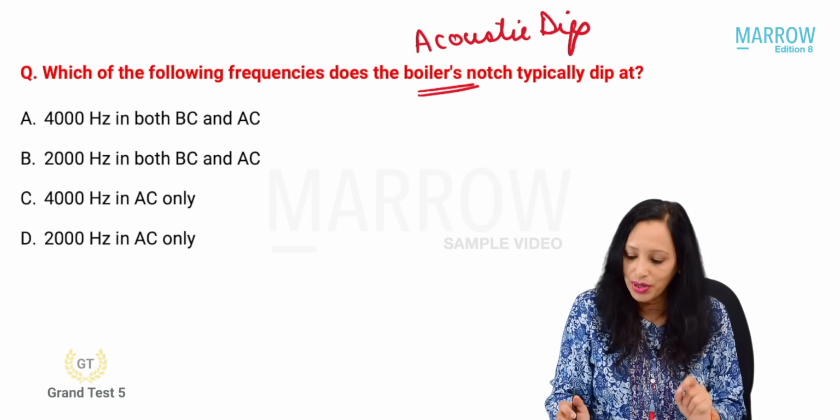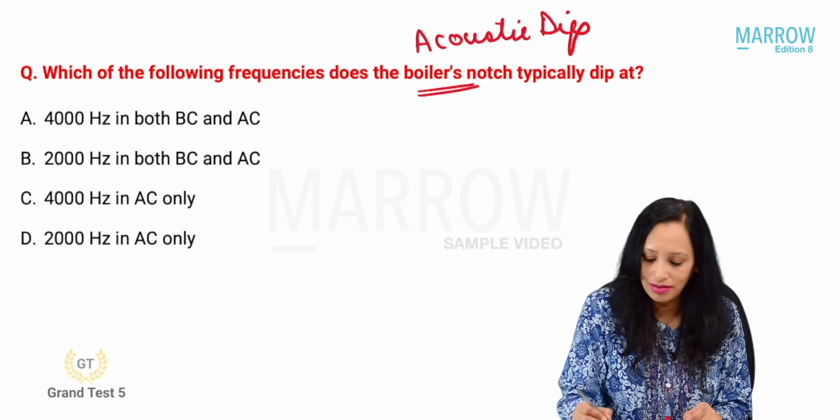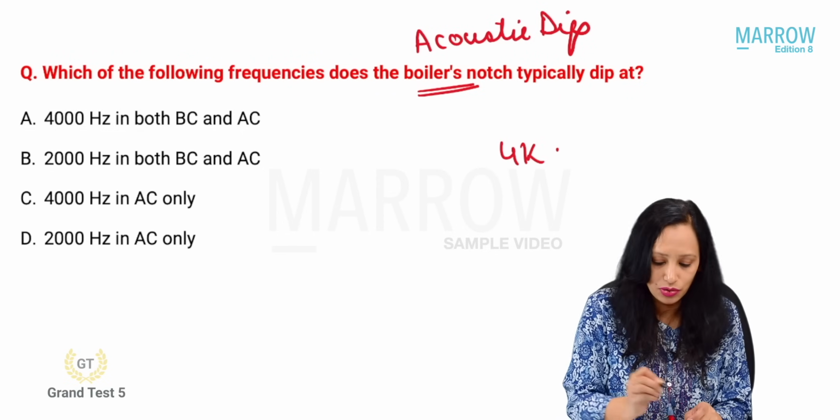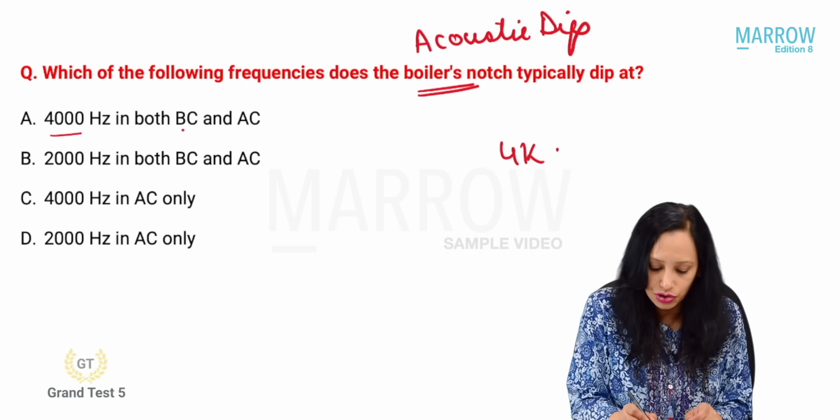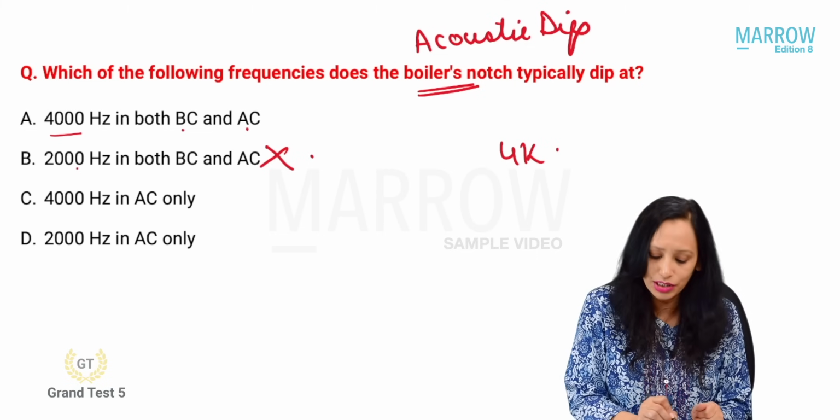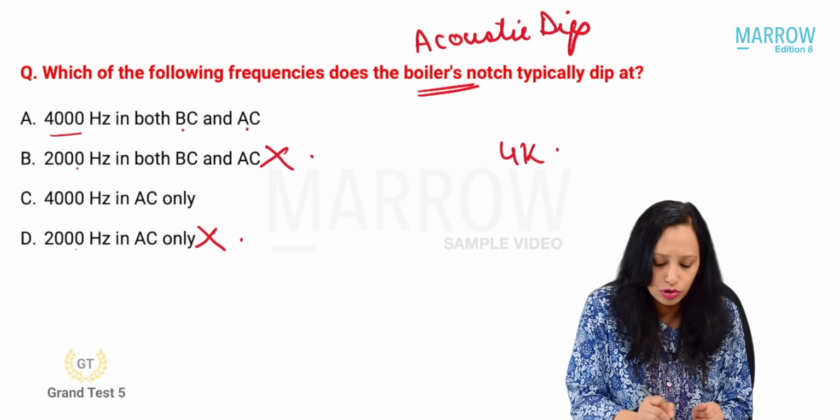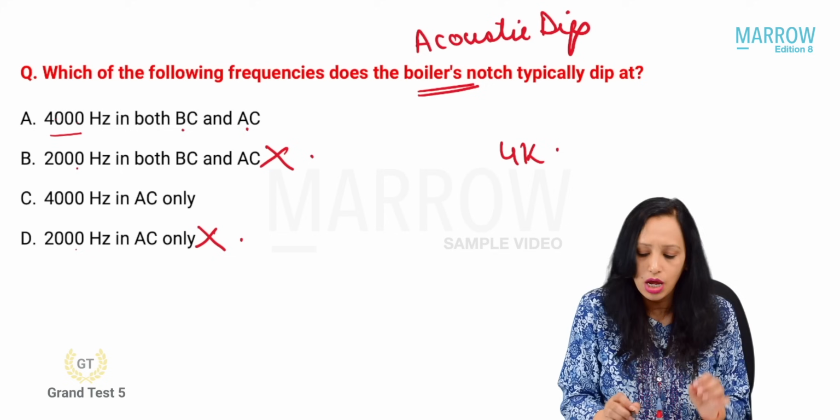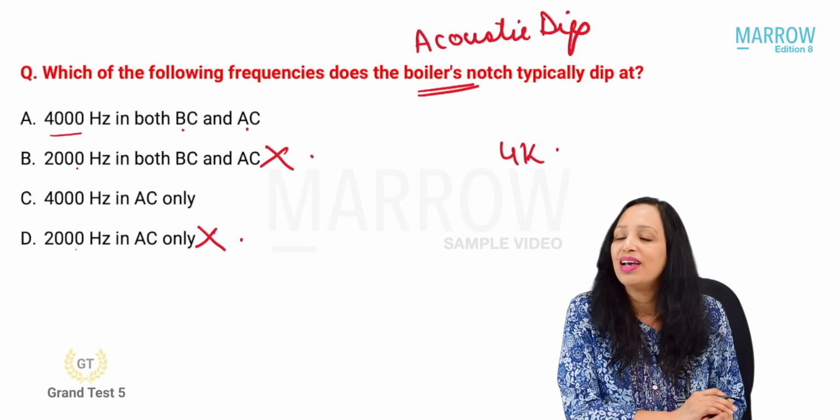So now when we know it is known as acoustic dip, yes, we know it is a dip at 4000 hertz. Okay, so let us see the choices. 4000 hertz in both bone conduction and air conduction. 2000 hertz, no, it cannot be 2000 hertz. 4000 hertz in air conduction only. 2000 hertz in air conduction only. No, so it has to be 4000 and two choices are 4000. So now tell me what is the answer, A or C?